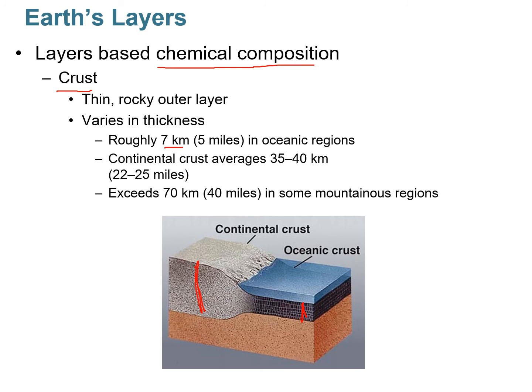All right, continental crust averages 35 to 40 kilometers, but in certain areas, it can be over 70 kilometers, like the Peruvian Andes or the Himalayas. Okay, those mountainous regions, you can have it very thick, very thick.